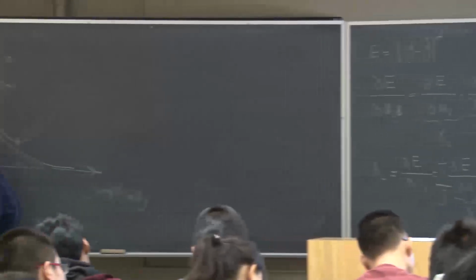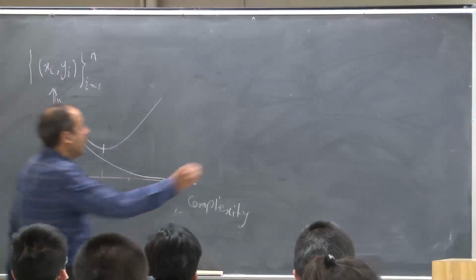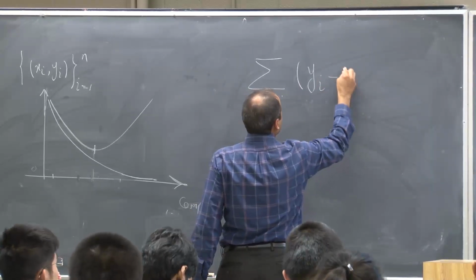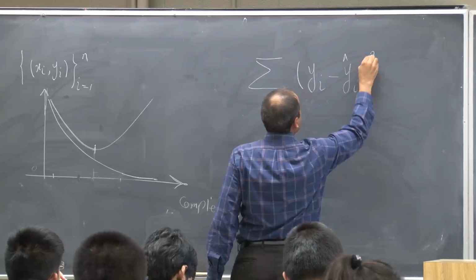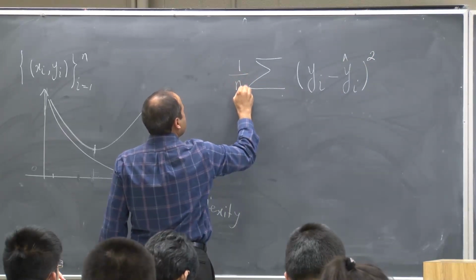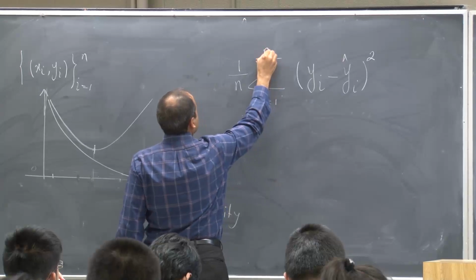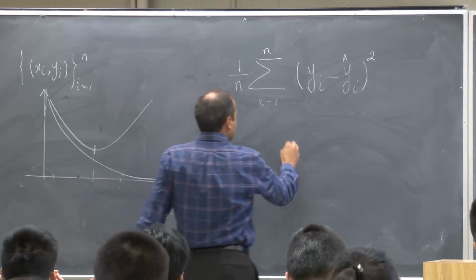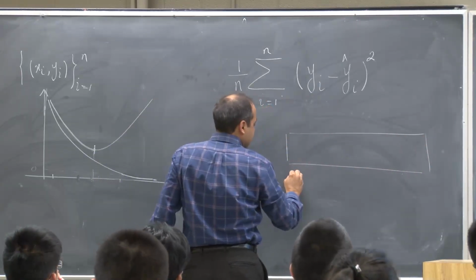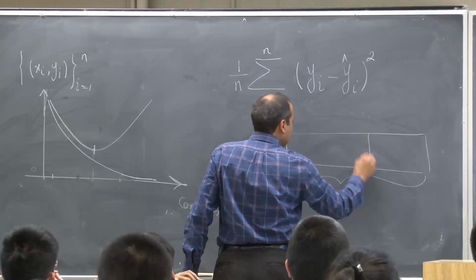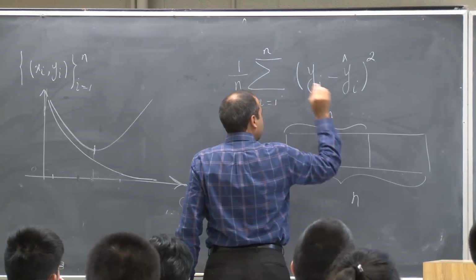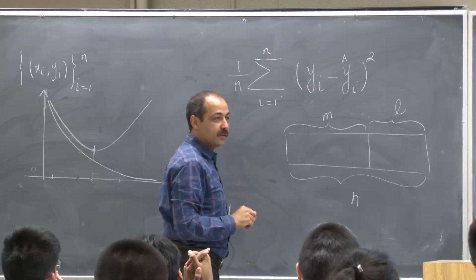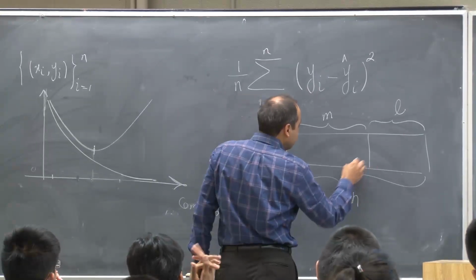So far, in training, we minimized the objective function. The objective function was, for example, the difference between the true value and the estimated value over all points in the training set. If I had n points in the training set, that was my empirical error. What I'm going to do now is divide my training set. Say this is n data points. I'm going to divide my training set, put m of them here and L of them here. And I'm going to use only this part in training.